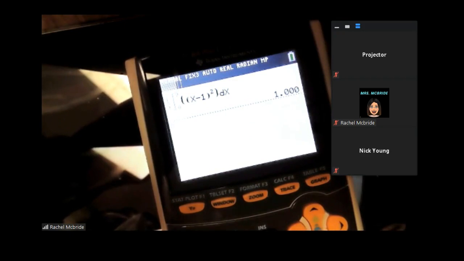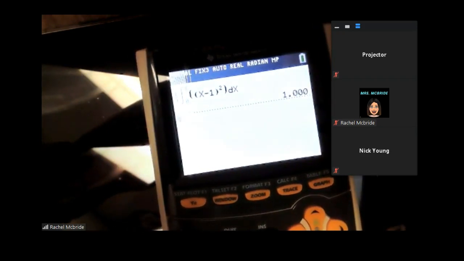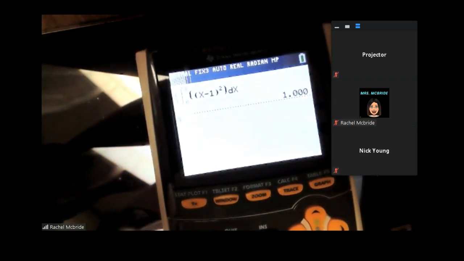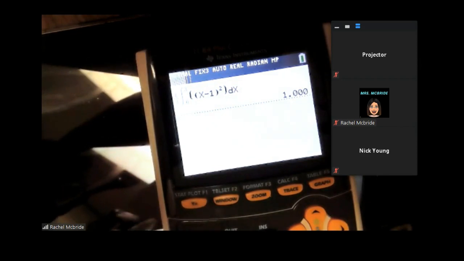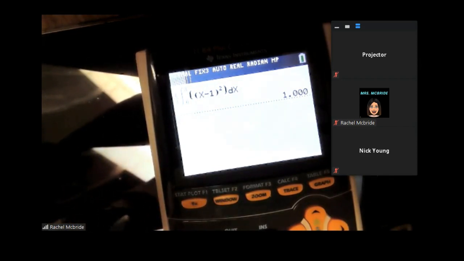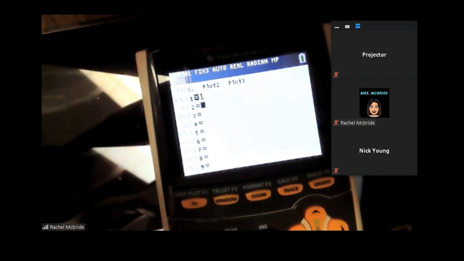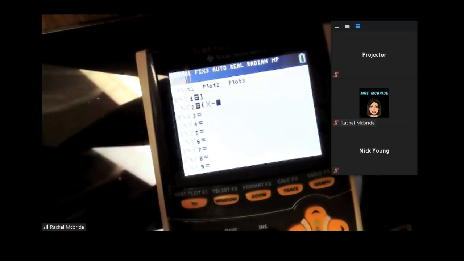So we see that the average value of this function is 1. So then what you could do if this was a graphing calculator, if it was, the values would probably be grosser. But what you would want to do at that point then is go to your y equals, type in 1 for y1, and then type in the function for y2.